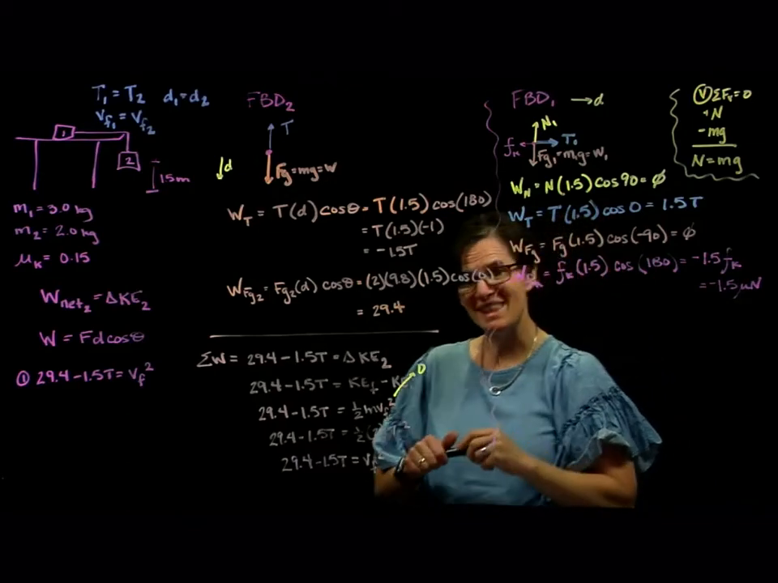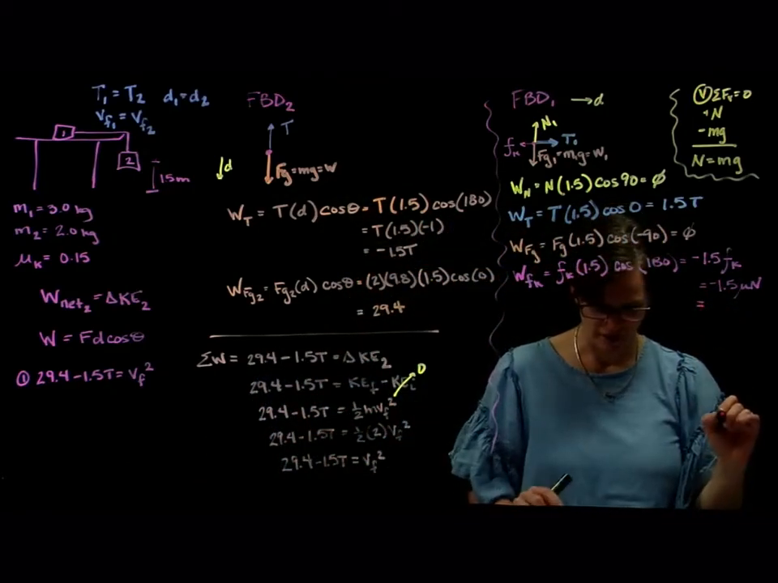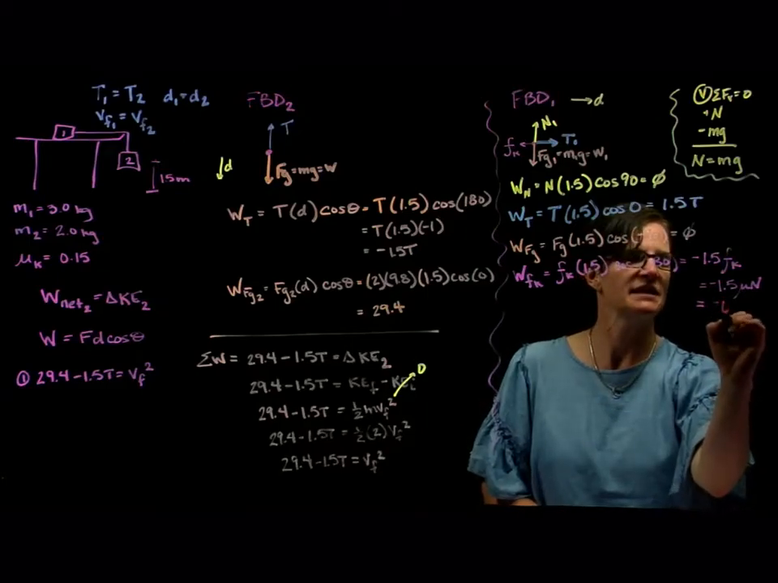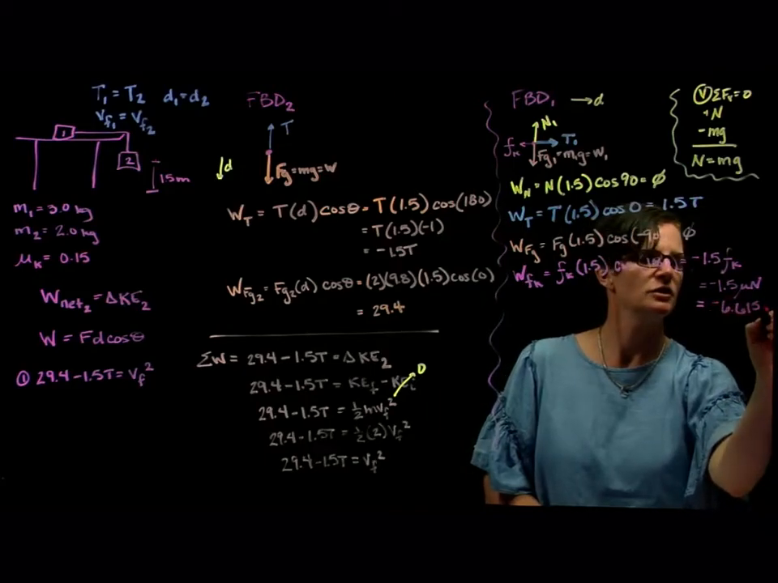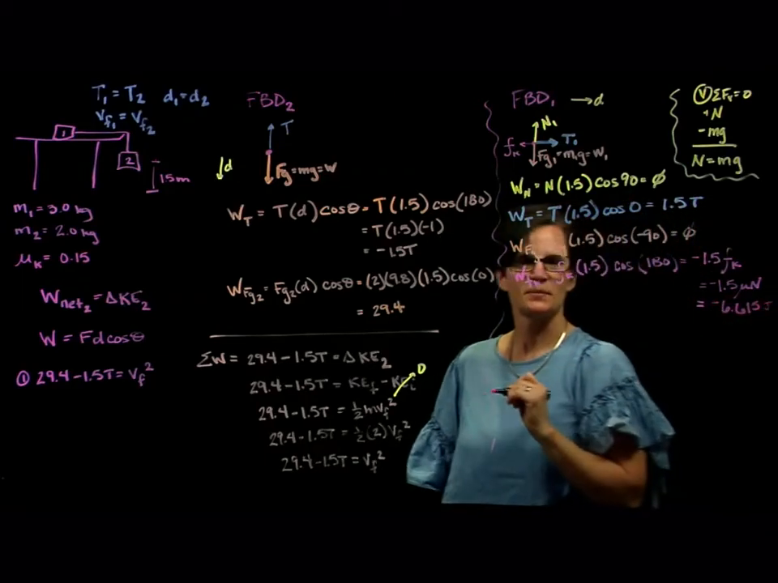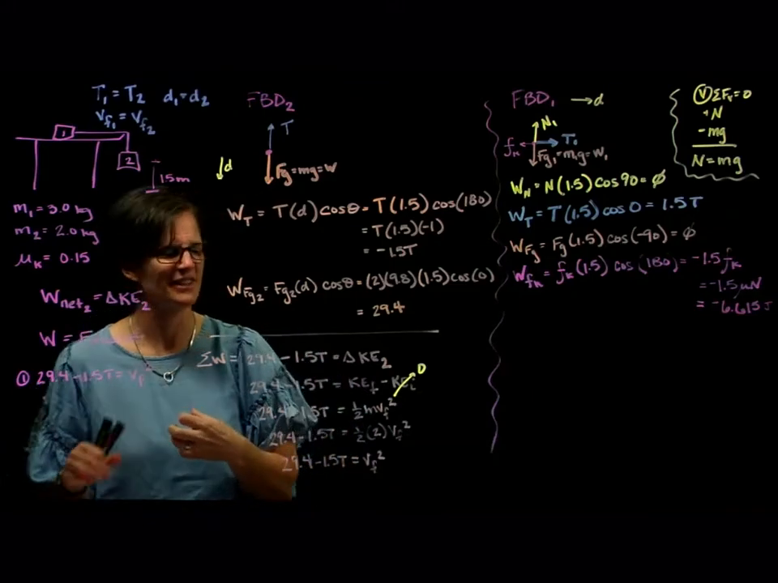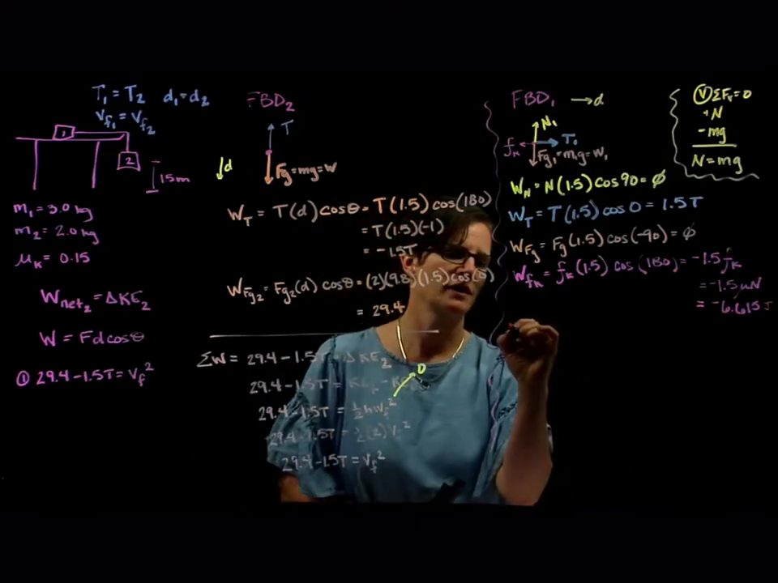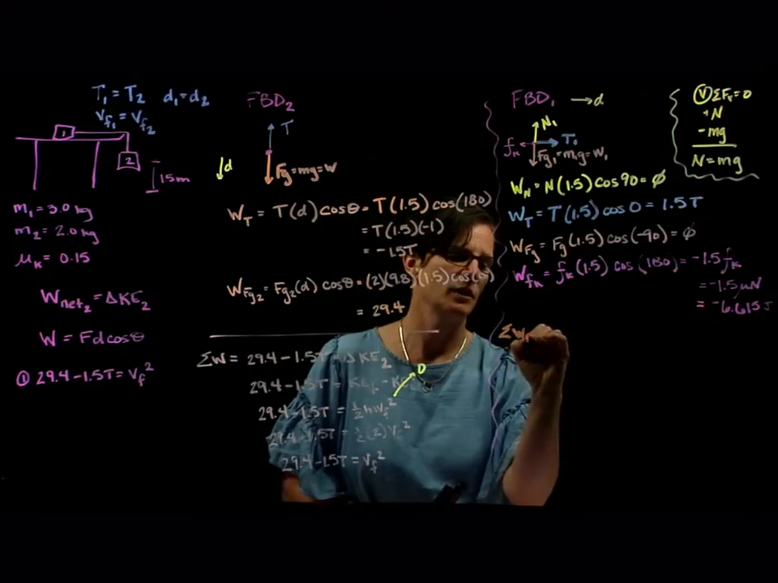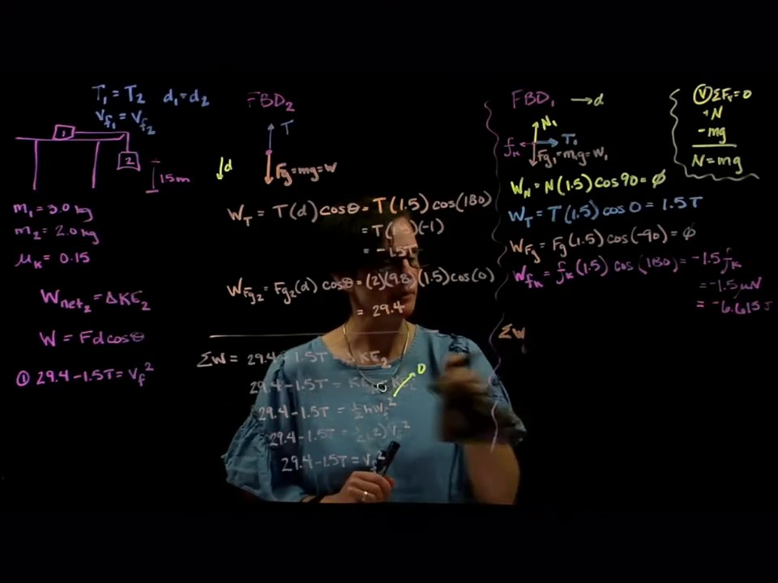So we can use that to determine our frictional force, and we get a value of negative 6.615 joules. All right, so we often have to pull from our resources, and there's nothing wrong with that. Okay, so what does this net work then equal? Just the sum right there.